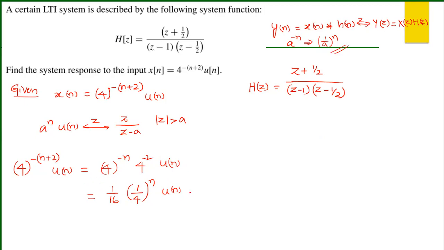Now, what is the Z transform for this? See that 1 by 16 is constant. What is the form here? a power n u of n. What is the a value? 1 by 4. The Z transform is z divided by z minus a. What is the a value? 1 by 4. What is the ROC we got? Mod z is greater than 1 by 4.